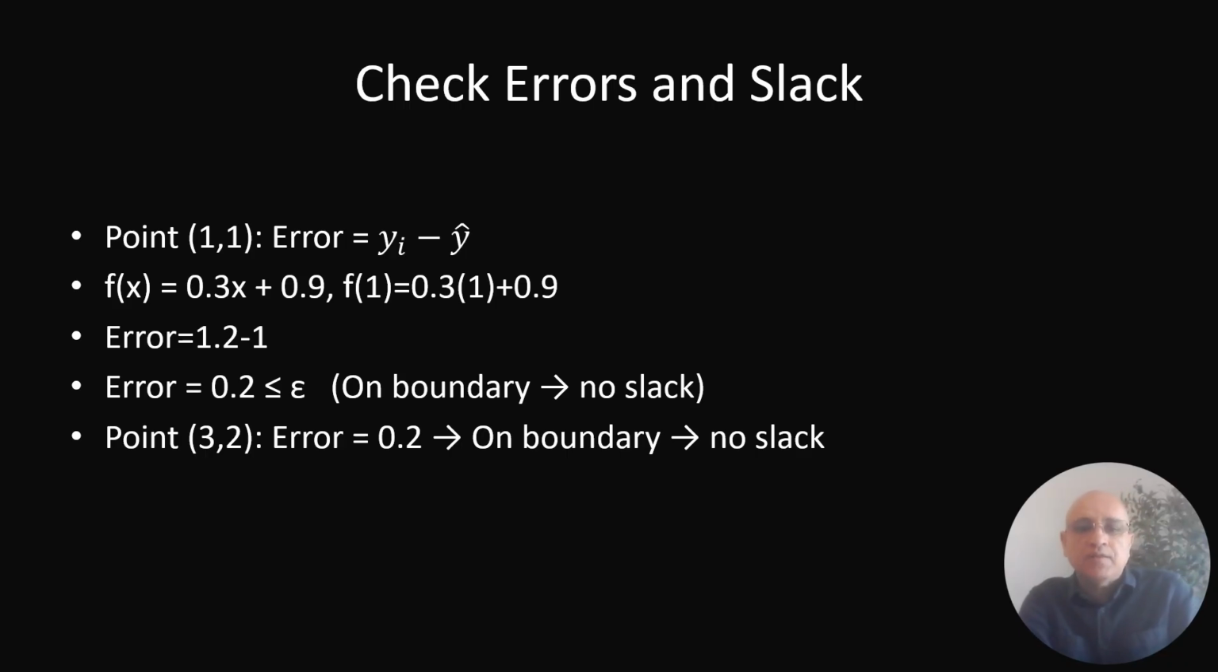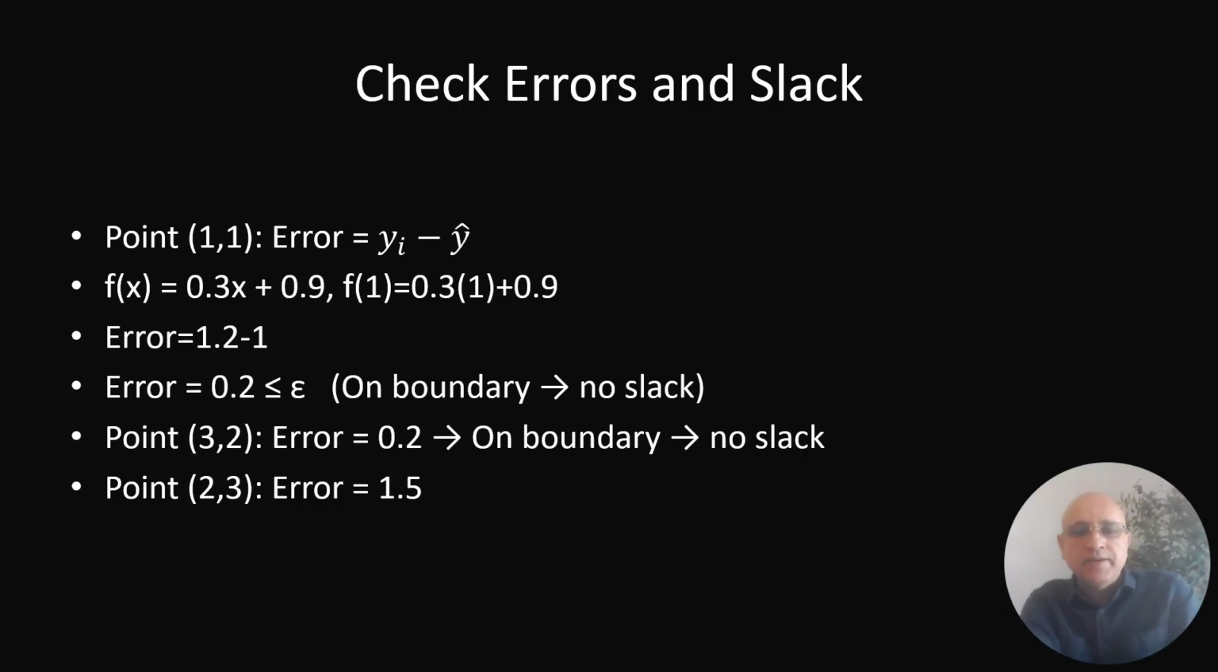Similarly, you can find the slack for the second point (3, 2), and again there will be no slack. Again you'll find the error is 0.2. It is equal to epsilon, it's on the boundary, so no slack for the point (3, 2). The only point (2, 3) has an error of 1.5, using the same observed value take away predicted value.